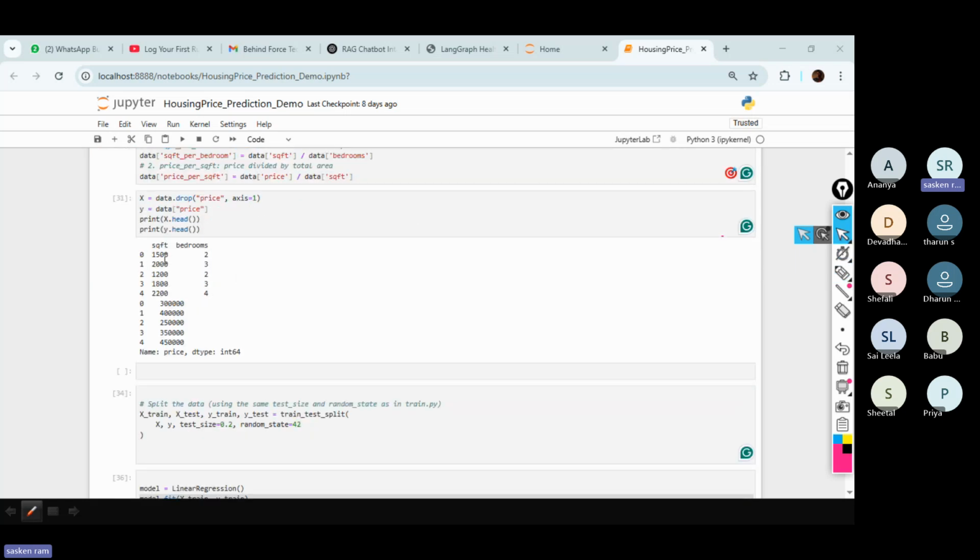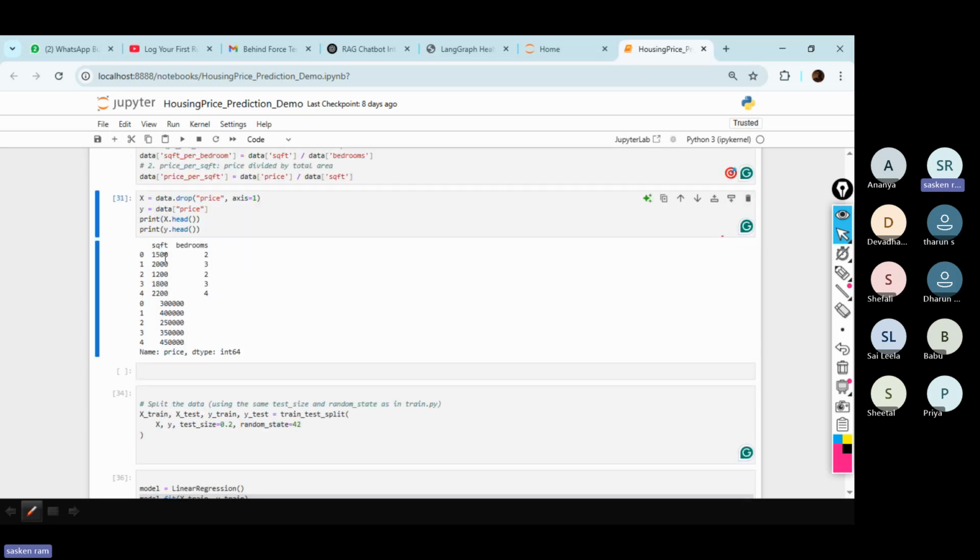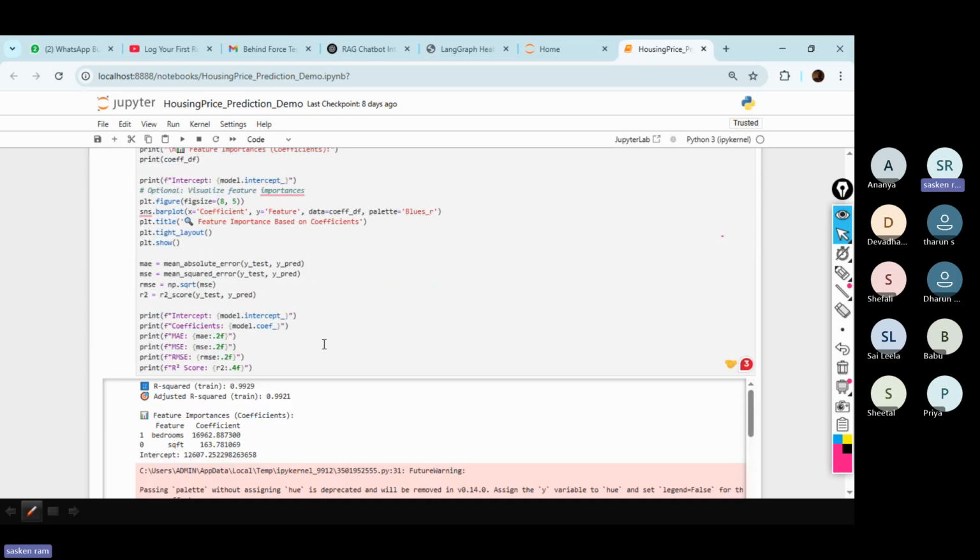Look here, square feet 1500, number of bedrooms 2, and this is your housing price, 300,000, 3 lakh. So for 2 bedrooms, you multiply 2 into 169, the slope, and for the square feet you multiply by the square feet slope, and add the intercept value. You will get the predicted value. If you subtract that predicted value from the actual value, you will get the error. Is it clear or not?